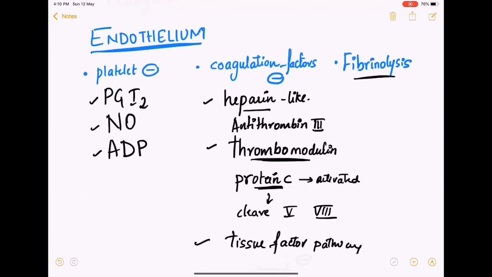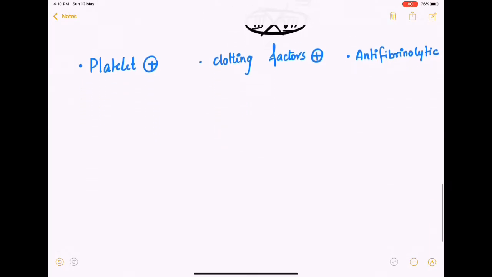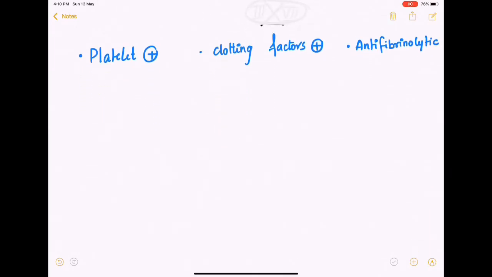These mechanisms that we spoke about are what the endothelium expresses when it is not injured. But when the endothelium is injured, it starts to promote clot formation. And how is it going to promote the clot formation? By platelet activation, clotting factor activation, and antifibrinolytic activity. Now let's look at how it's going to activate the platelets.